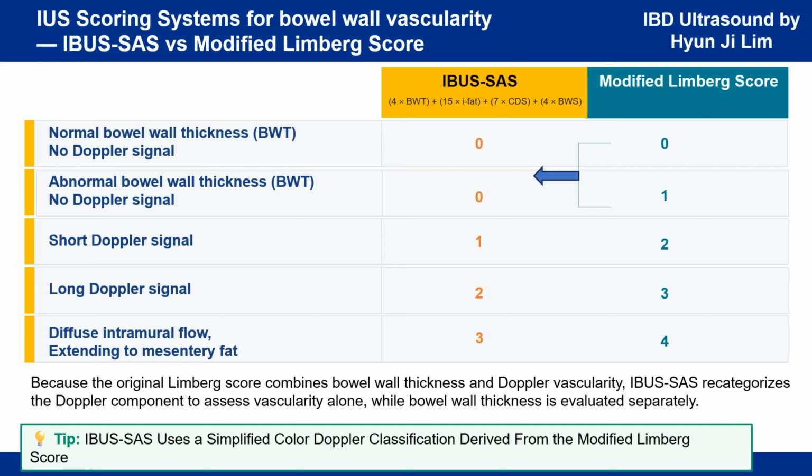In contrast, in the IBUS-SAS system, the Doppler component remains 0 because IBUS-SAS evaluates bowel wall thickness and Doppler vascularity separately. So, for vascularity alone, IBUS-SAS uses a simplified color Doppler classification derived from the modified Limburg score.